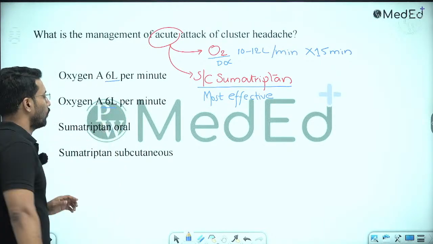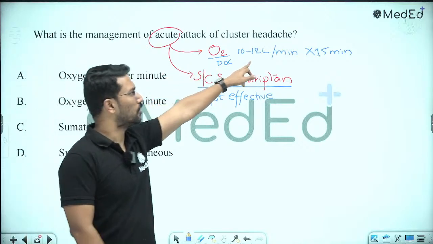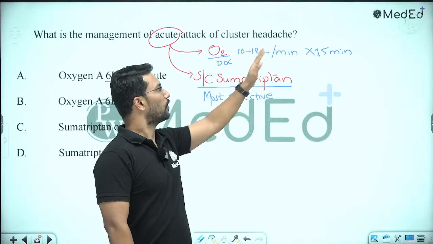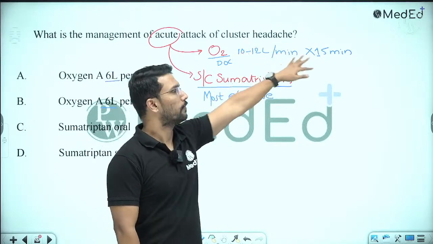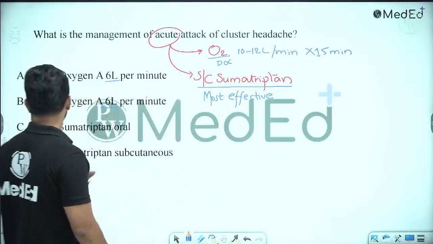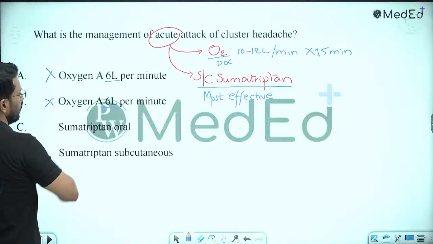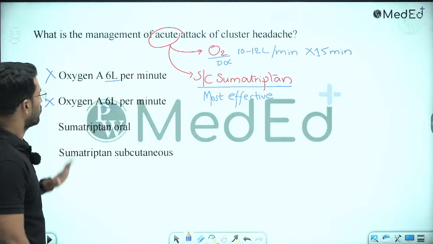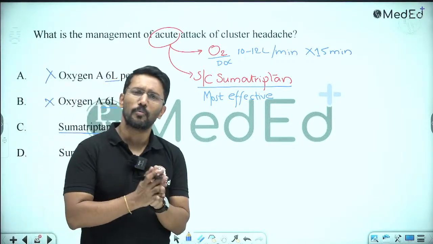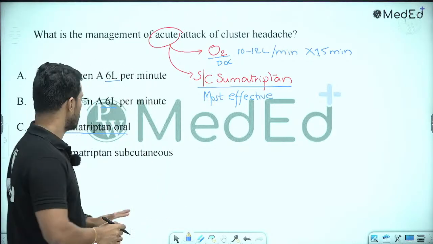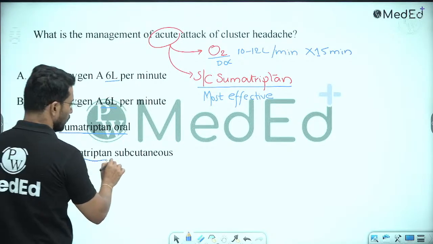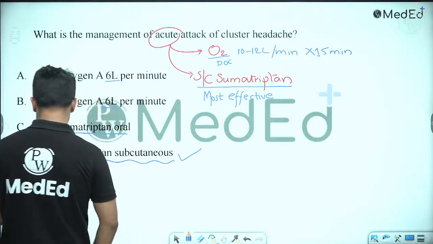Again, the next option is also oxygen at 6 liters per minute. Many times they will create permutations and combinations of this, like, for example, 2 liters for 15 minutes, or 10 liters for 2 minutes, or 12 liters for 15 minutes. So choose the one that fits the description that I've given to you. Since A and B both do not fit, obviously they are not going to be my choice. Sumatriptan oral is not recommended for cluster headache and probably it is not effective either. But subcutaneous, yes. So option C is also not my choice and I'm going ahead with option D. Sumatriptan subcutaneous is my drug of choice.